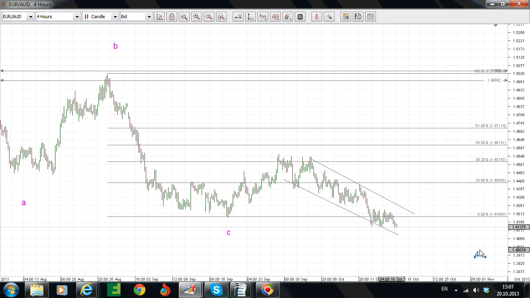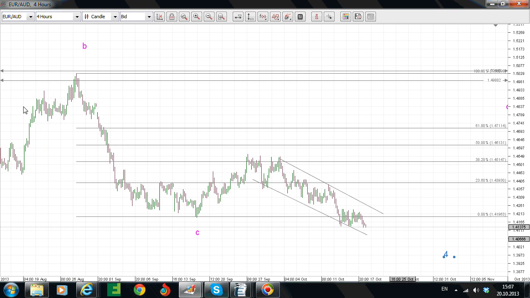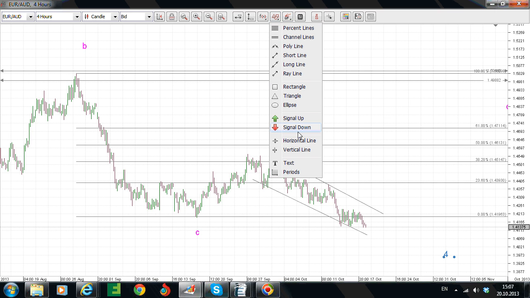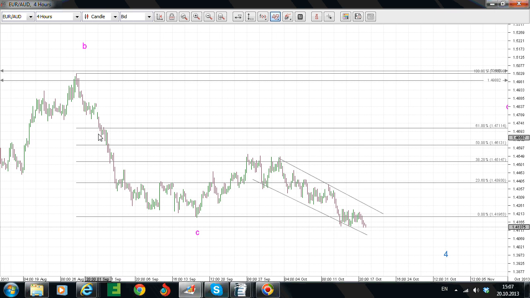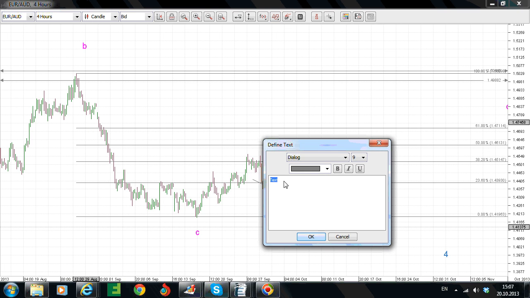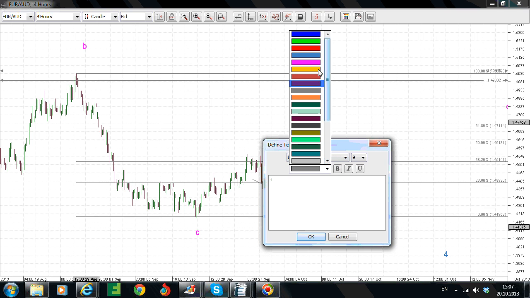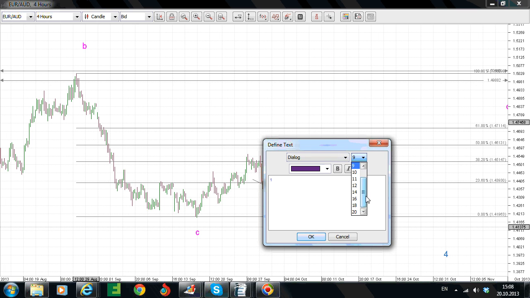Of course, this is not the end of the fourth wave. First of all, the move here to the downside looks like an impulsive move. You have 1, 2, 3, 4, 5. Let's try to label it, of a lower degree, of course.